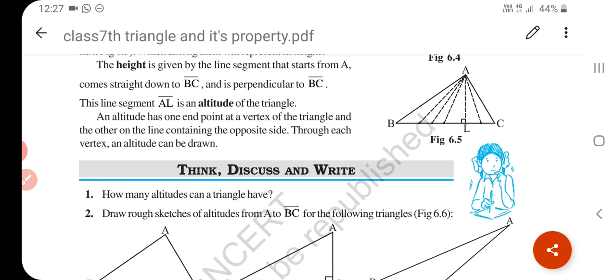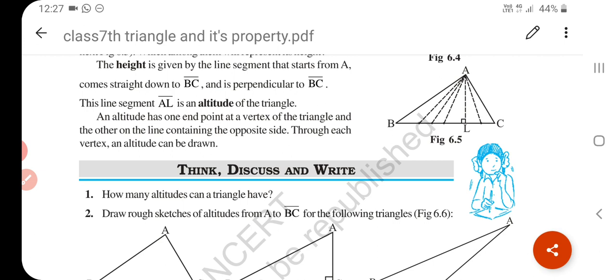According to angles, if we divide the triangle, then it is an acute angle triangle, right angle triangle and obtuse angle triangle. What is an acute angle triangle? All 3 angles are acute, meaning less than 90 degrees. In a right angle triangle, one angle, only one angle, is a right angle. And in an obtuse angle triangle, one angle is obtuse. Obtuse means greater than 90 degrees.